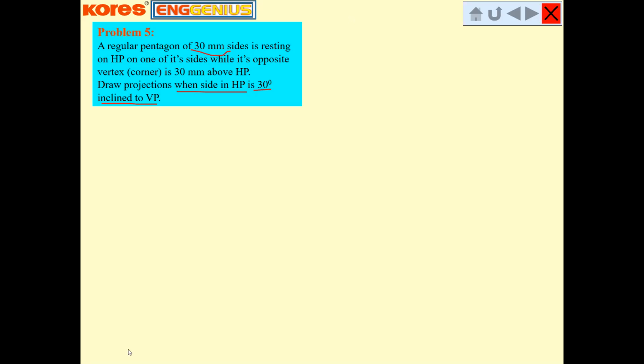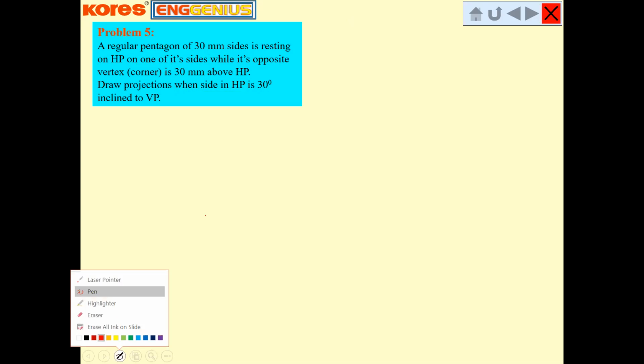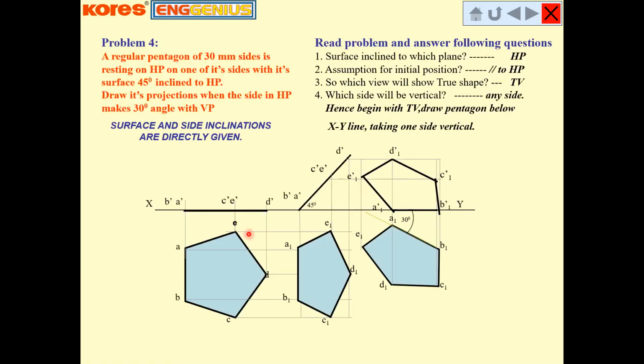So let us look at the previous drawing. See here, the resting side is side AB. It is our resting side. And its opposite corner, it means corner D. So the resting side's opposite corner is D.